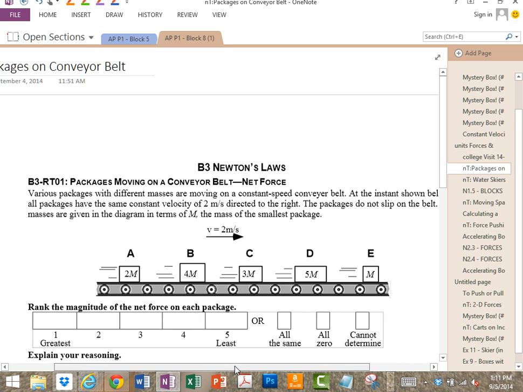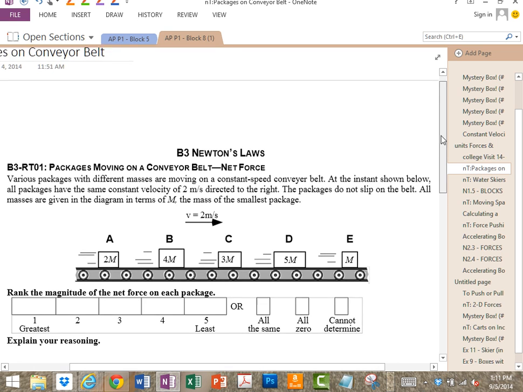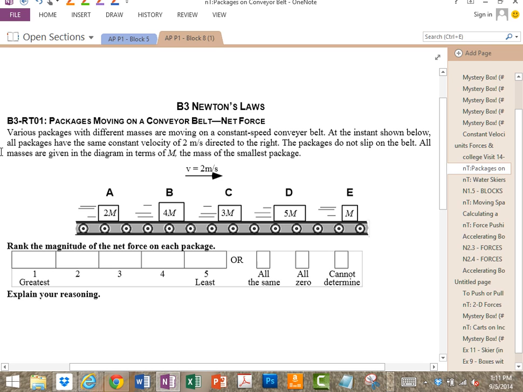First one, let me explain to you how these problems work. They have a setup and a picture, and then they ask you to do something. So I'm going to read this out loud so that you can see what's going on. Various packages with different masses are moving at a constant speed on a conveyor belt. At the instant shown below, all of the packages have the same constant velocity of 2 meters per second directed to the right. So that's the little vector arrow up here, right? The packages do not slip on the belt. All masses are given in the diagram in terms of m, the mass of the smallest package.